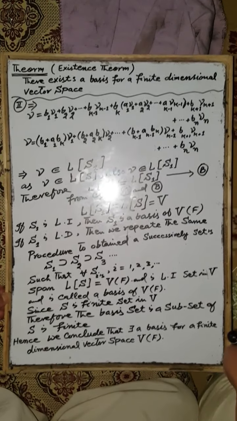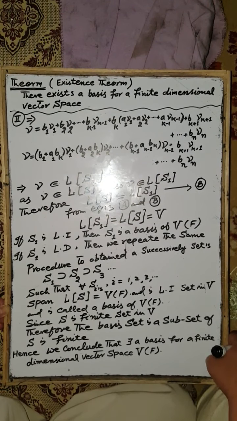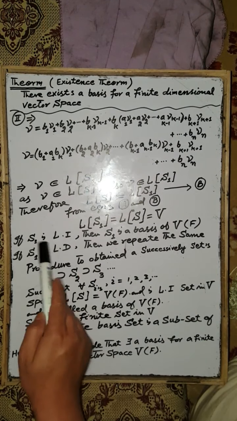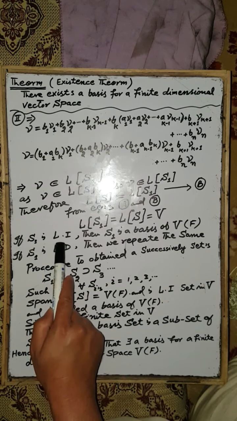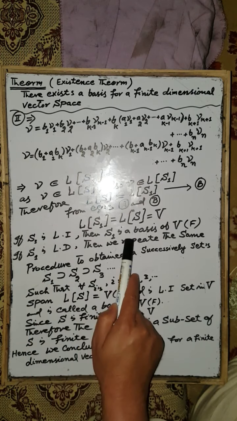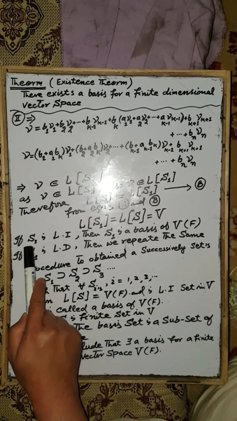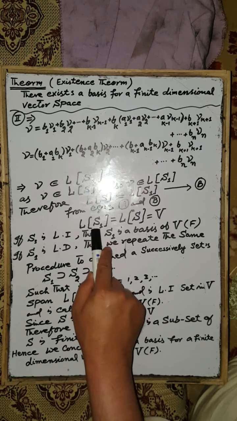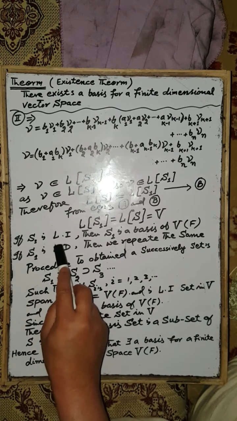Now, if S1 is linearly independent, containing linearly independent vectors of the vector space V over the field F, then S1 is a basis of the vector space V over the field F, because S1 spans the vector space V over the field F and is linearly independent.